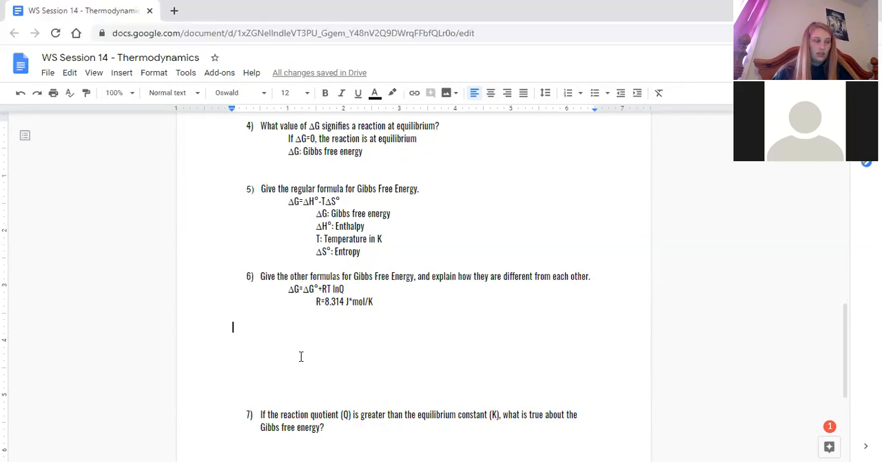And another one of the equations is that whenever Q equals K, KEQ, then delta G naught is equal to negative RT natural log of KEQ.